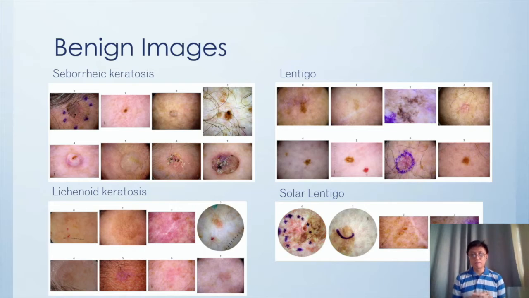Lentigos are pigments that are flat or could be raised slightly, and they are darker than most freckles, but unlike freckles, they don't fade over time. You also see here in the dataset some solar lentigos, which are also called liver spots, which are caused by extended exposure to UV radiation.